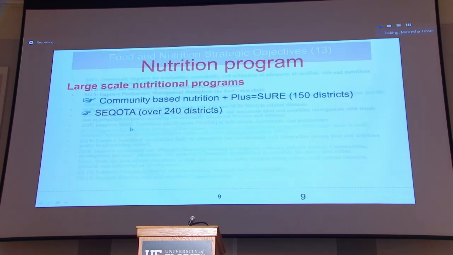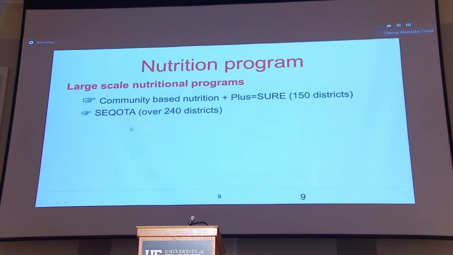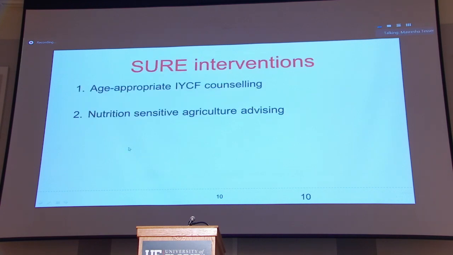So in this presentation, I'll briefly focus on one of the flagship programs that has been implemented over the last few years in over 115 districts in Ethiopia, which is called the community-based nutrition program plus, also called the Sustainable Undernutrition Reduction program. This program has several intervention strategies. In large, it has 4 components. The first one is providing counseling, the IYCF counseling, or age-appropriate counseling, and the other is nutrition-sensitive agriculture advising, and there is multi-sectoral coordination. And in addition, there is also a media campaign.